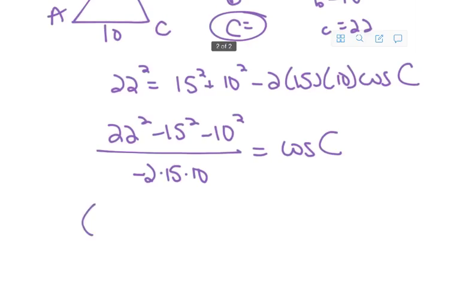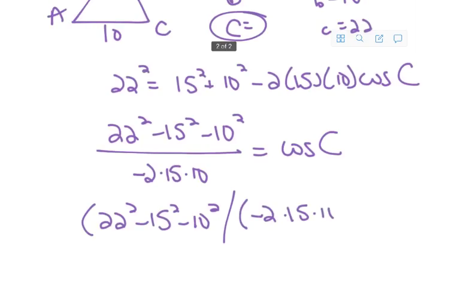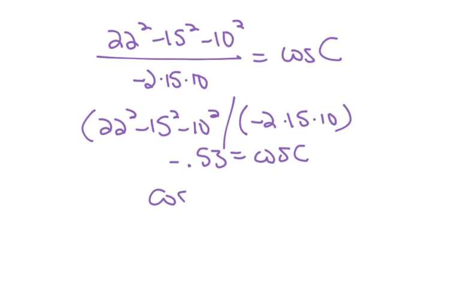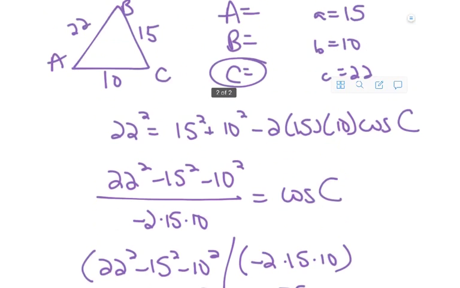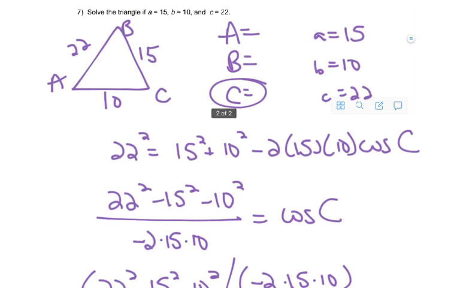You should do parentheses 22 squared minus 15 squared minus 10 squared, divided by parentheses negative 2 times 15 times 10. Get that answer, and you'll get negative 0.53. And then I would take the inverse cosine of negative 0.53. And the inverse cosine of that is going to give you approximately 122 degrees, rounded. Okay, so now I know, I'll use a different color, that this is 122 degrees.